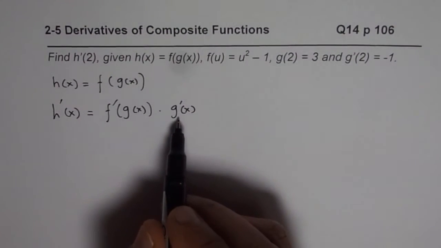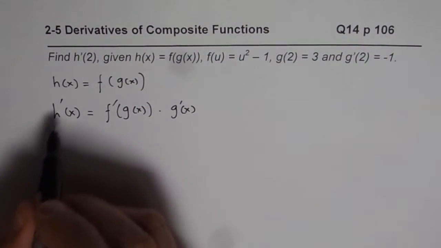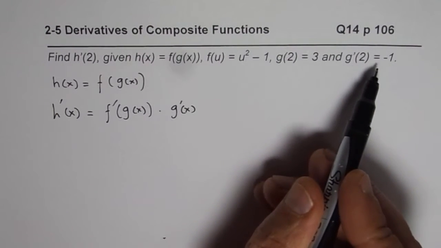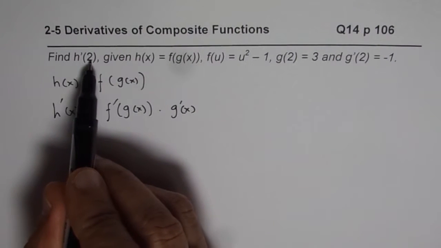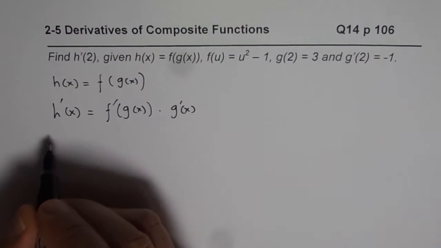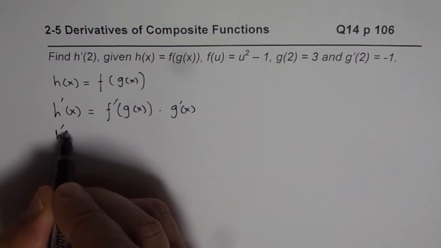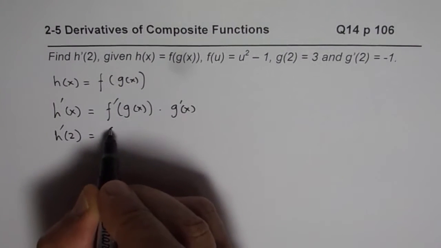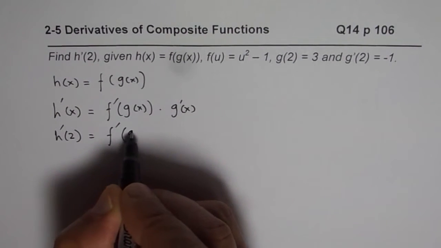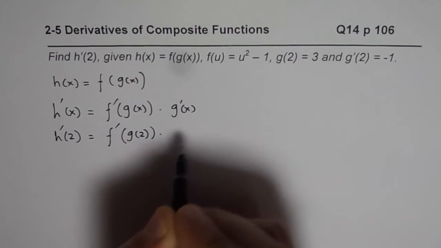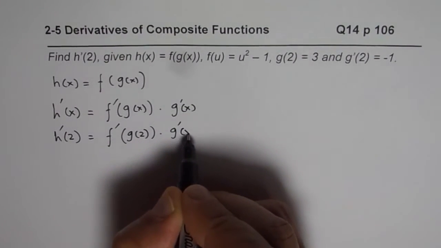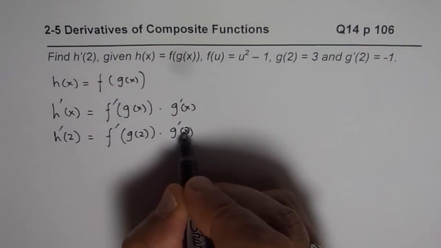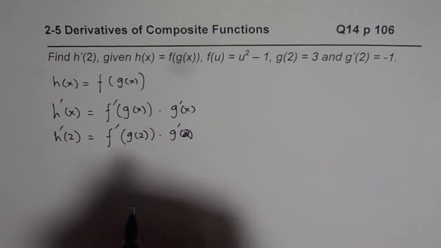Now, here what we are given is g of 2, and the derivative of g at 2. We need to find the derivative at 2 for h of x, the composite function. So the derivative at 2 should equal, we'll replace x with 2, right? So then you get f dash of g of 2 times g dash of 2. When I say g prime, or the derivative of g at 2, I can substitute 2 for x, correct? So that's what it is.